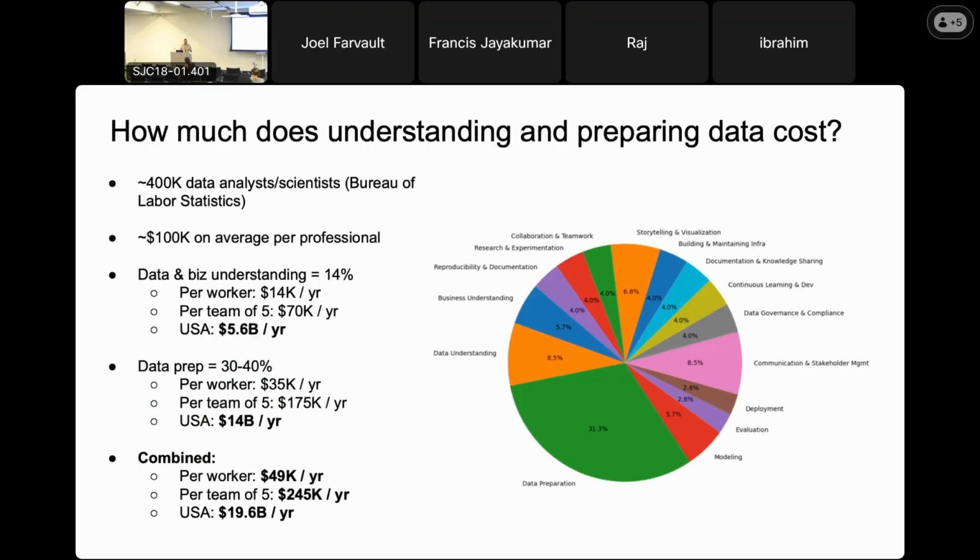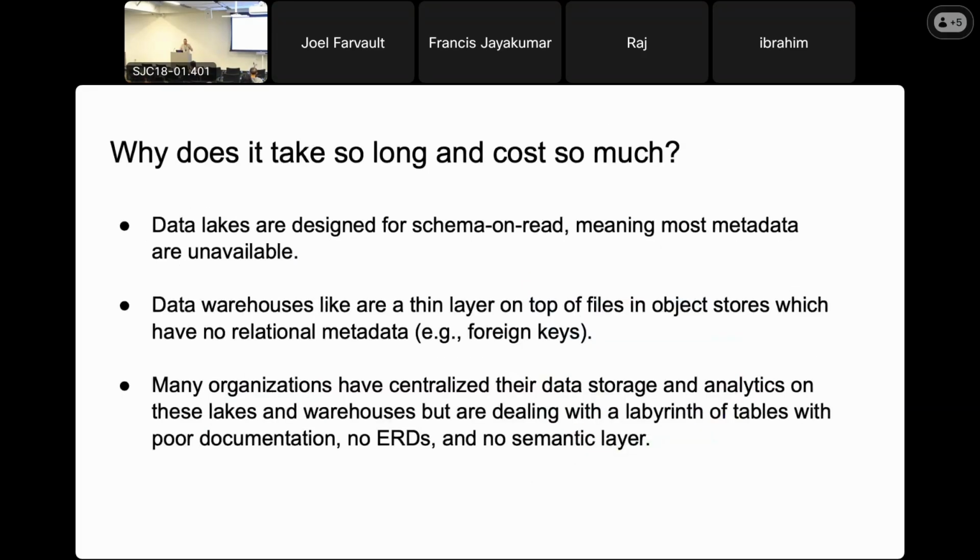So this really turns into, we've got about 400,000 data analysts and scientists, according to the Bureau of Labor Statistics in North America, around 100,000 on average. And so ultimately, this problem costs about $20 billion a year in the US, right? This is where a lot of our time is going as professionals in data: data understanding, data prep, business understanding. Okay, so a little boring, I know, those graphs, but they're relevant to contextualize.